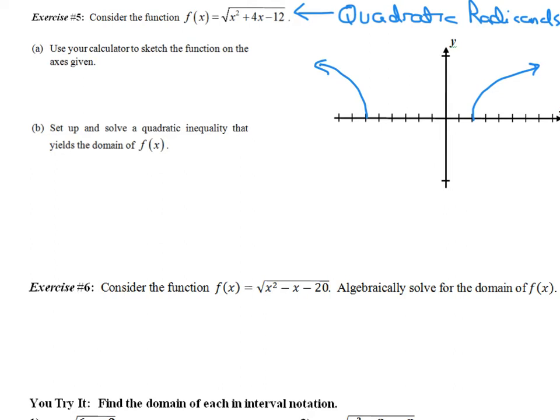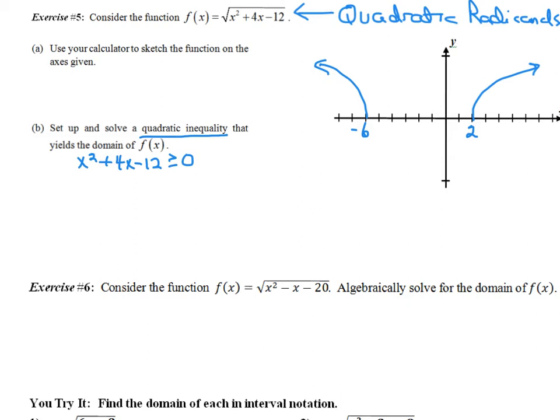On your graph, you should have been able to see that this square root function actually has two branches. One branch touches the x-axis at -6. The other branch touches the x-axis at +2. We'll be able to algebraically see where those two numbers come from in Part B. So in Part B it says set up and solve a quadratic inequality that will give us the domain for f of x. So we're still going to say, let's take our radicand, x squared plus 4x minus 12, and let's make sure that that radicand is greater than or equal to 0.